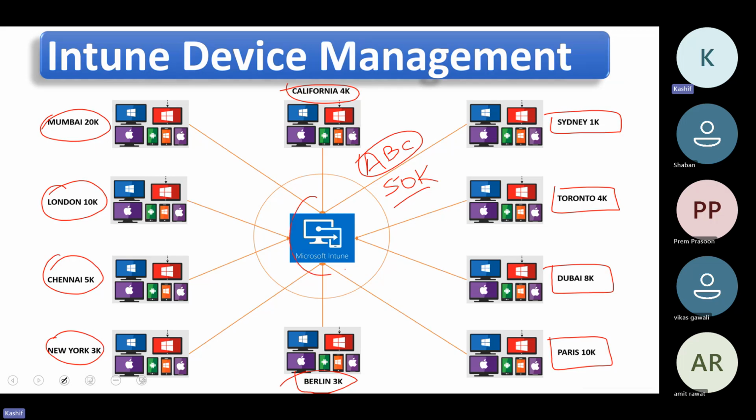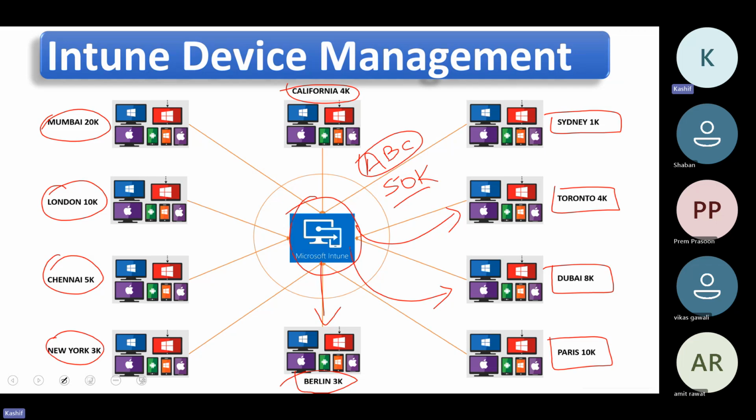So from the Intune portal, you can deploy policies on Toronto devices. You can deploy policies on Dubai devices, any devices, anywhere, as long as the devices are enrolled into Intune. So the devices will have internet connection and they will receive the policy over the internet. That's the best part of Intune.